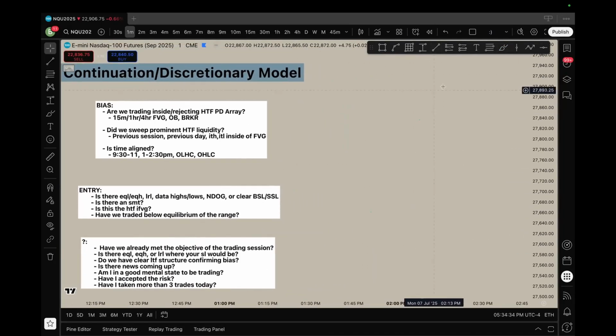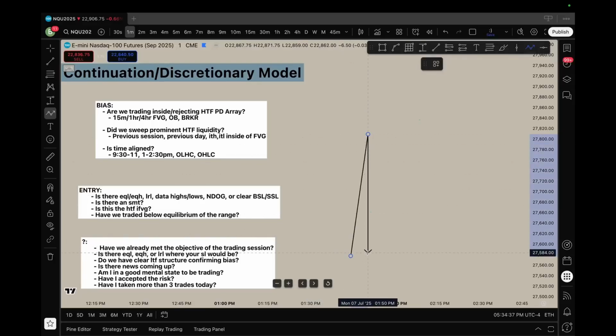Okay, so what that looks like is equal highs and equal lows, right? I do not care about equal highs or equal lows if they're on the 1 minute time frame, and if they're right next to each other back to back, right? So back to back equal highs and lows, I don't care about.